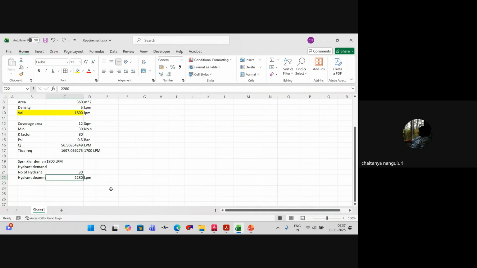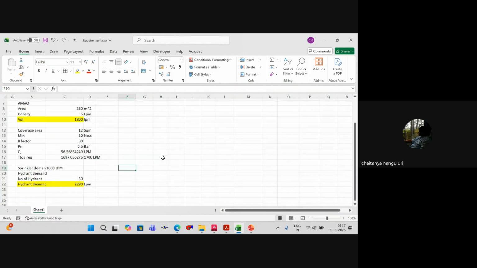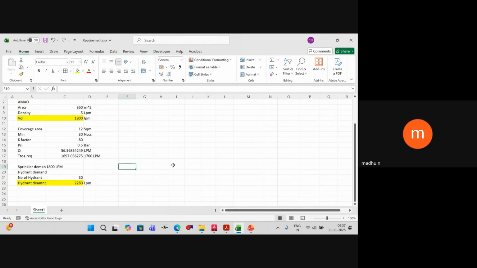So now your sprinkler demand is 1800 LPM. Your hydrant demand is 2280 LPM. Am I clear? So your pump should be able to cater to the sprinkler system and hydrant system, right? But as I've told you, the minute someone opens your hydrant, your sprinkler will be shut off. So you have to take the highest of both. So 1800 and 2280, whichever is highest.